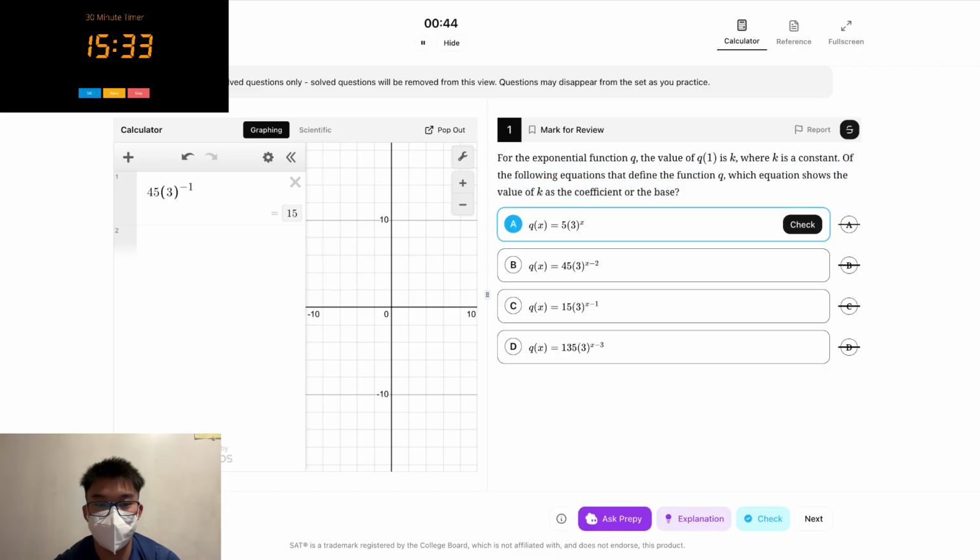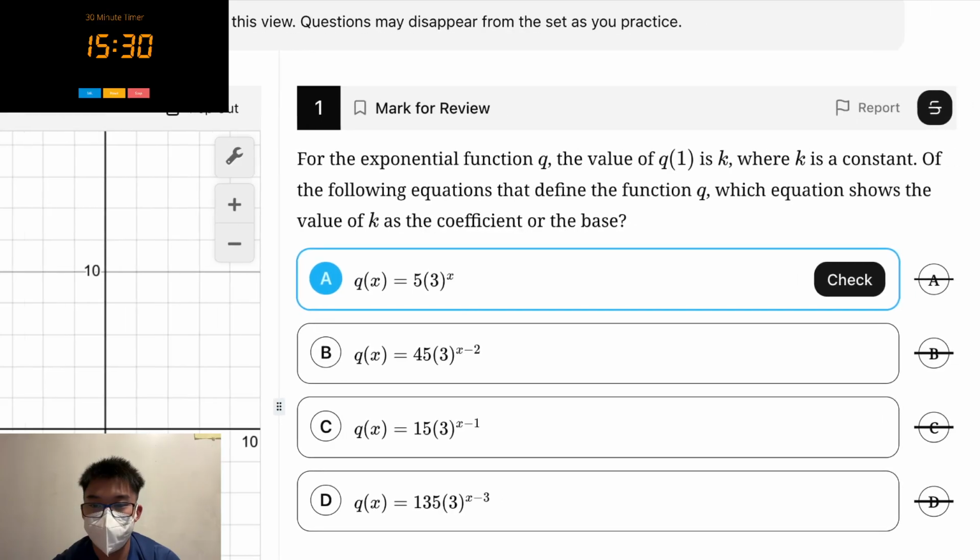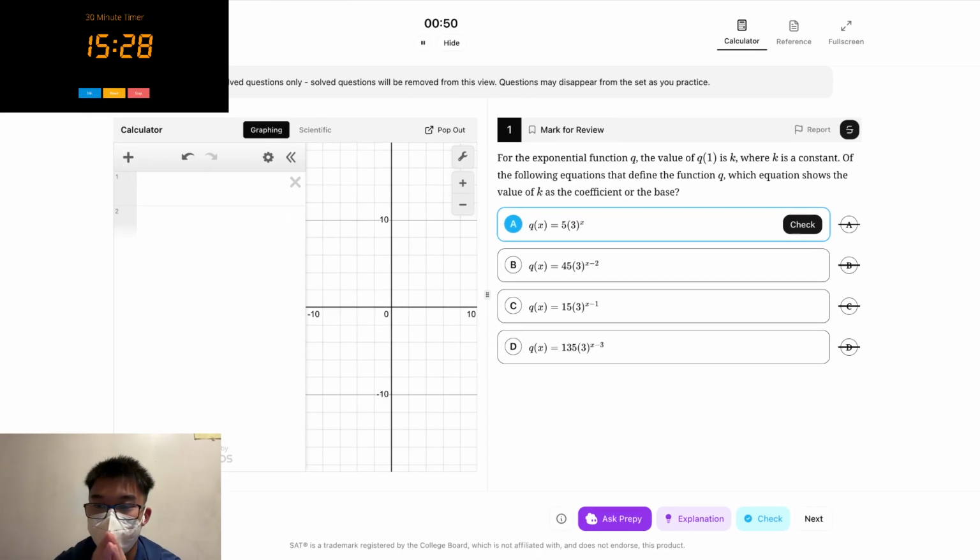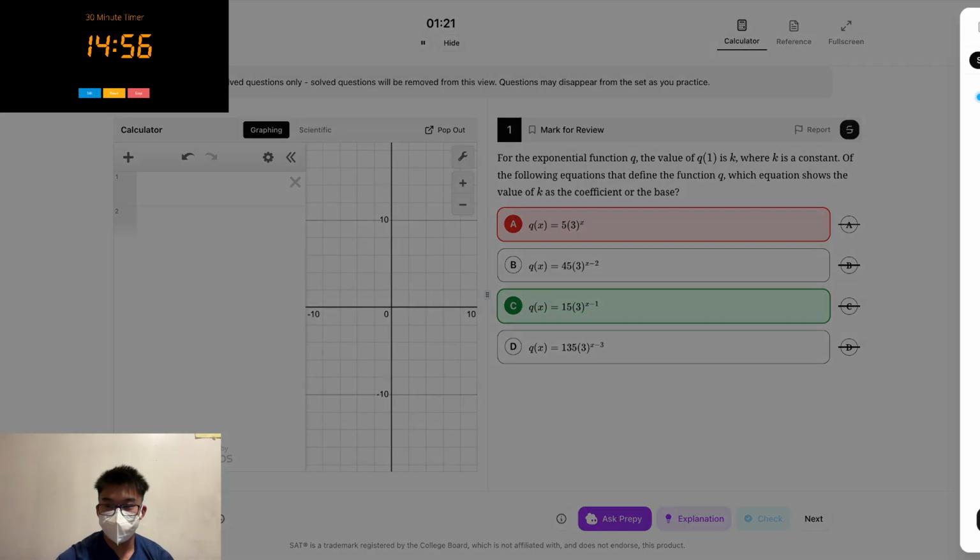Oh, actually, I did not read the question. What's the value of k as a coefficient of base? K as a coefficient of base. K is a constant. Shoot. I'm not sure what it's asking, but definitely not that. Coefficient is a base. Oh. Wait, let me just double check real quick.